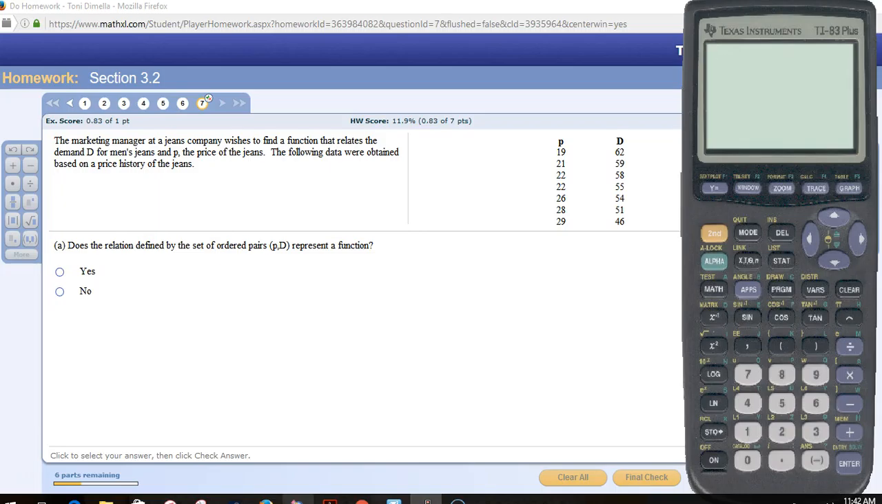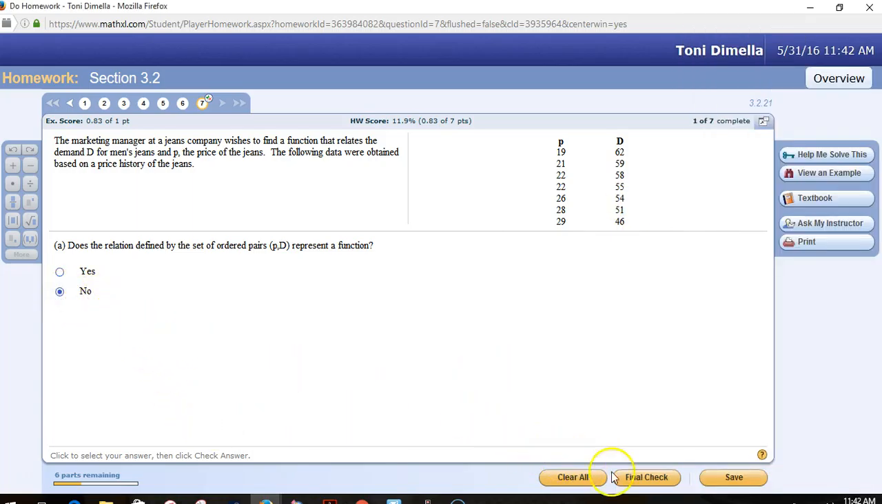Remember, a relation is a function if there's no duplicate domains, that every x value goes to only one y value. And you can see at the 22s, I have two domain values. One goes to a 58 and one goes to a 55. And since I have a duplicate domain, I do not have a function. That does not mean it can't be modeled by a line, though. In this case, they gave you the scatter plot, but you can see that if you graph these points on the xy plane, it very clearly makes a line.